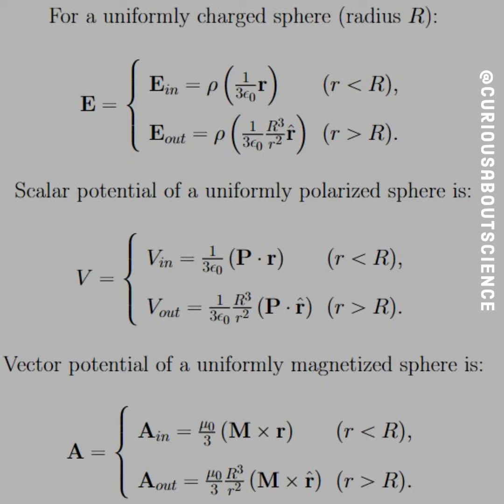And then similarly here, we just have, again, that ratio R cubed over r squared for the vector potential outside, but it's still M cross r and M cross r hat when you're outside. Pretty quick, pretty painless. Keep this in mind when moving with these integrals.